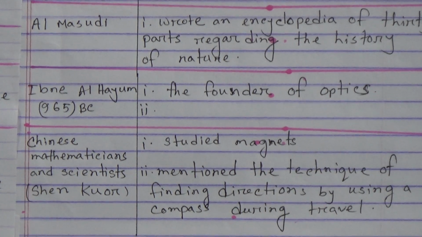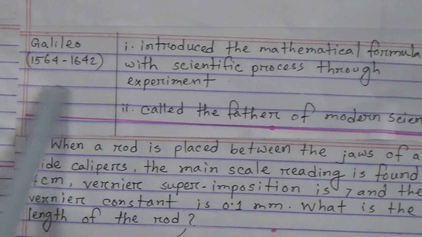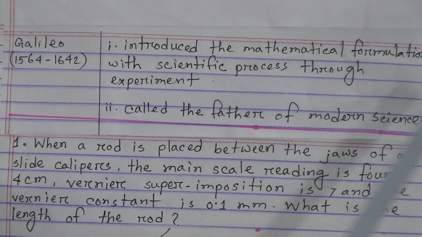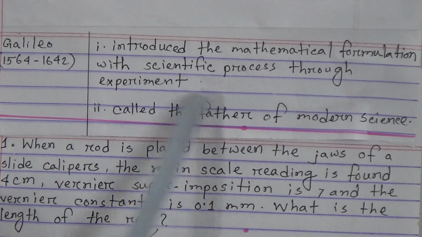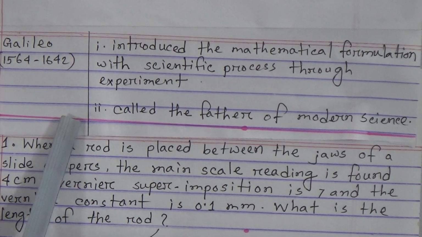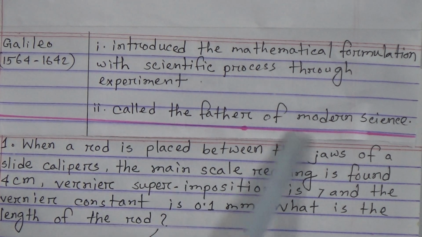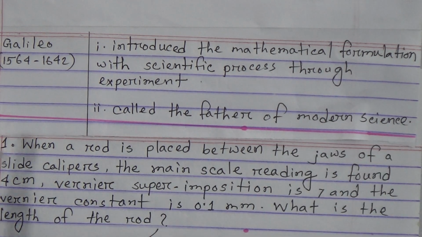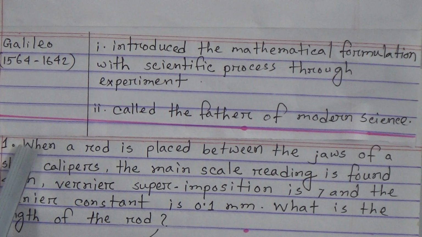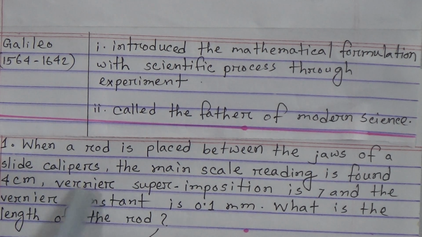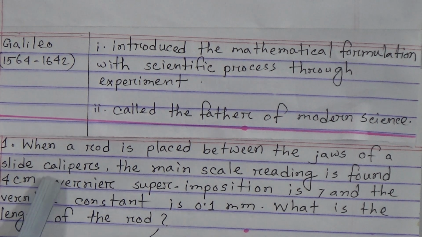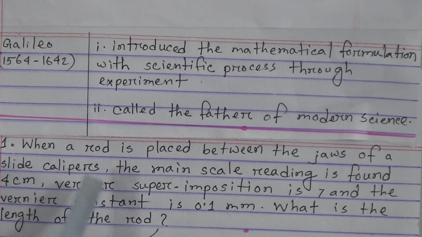And now come to the famous scientist Galileo. Galileo introduced the mathematical function formulation with scientific process through experiment, and he was called the father of modern science. Okay, my dear students, now I have provided some mathematical problems as MCQ, and you have to practice this type of mathematical problems for MCQ.